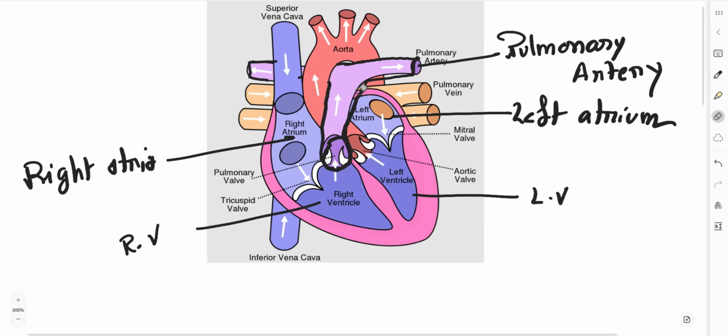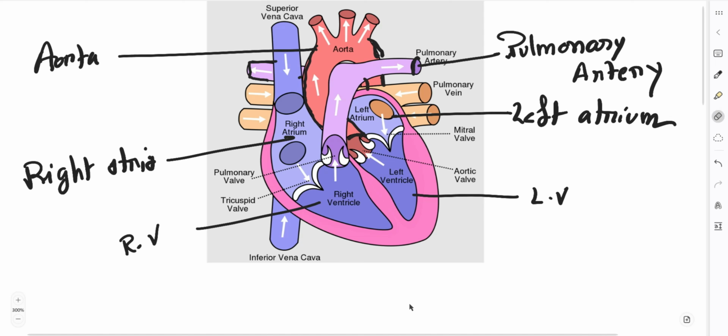Similarly, from the left ventricle, we can see there is this massive artery, right? This carries blood all throughout the body, and this artery is called the aorta, right? And remember, the aorta is the largest artery in the body. So this is the aorta. These are the two arteries that carry blood away from the heart.